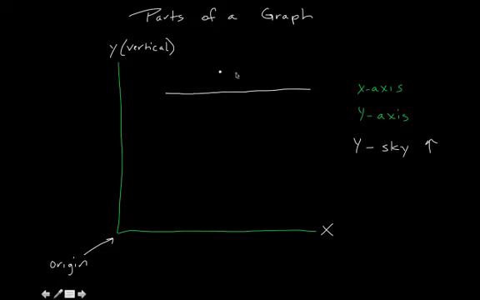Another thing that we want to discuss is the title of the graph, and the title of the graph is really important. The title of the graph should be the very first thing that you look at when you are presented with a graph, because the title can tell us lots of different things. The title can tell us the relationship between the IV and the DV.